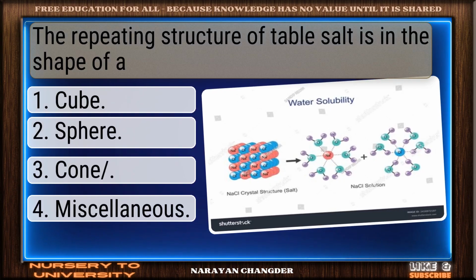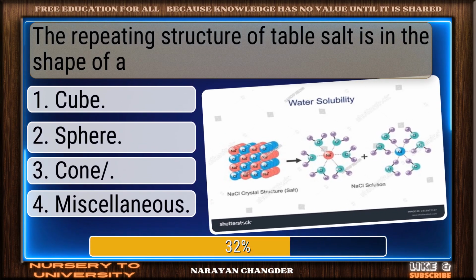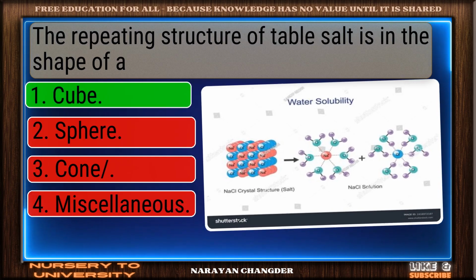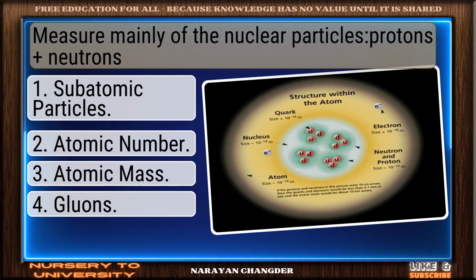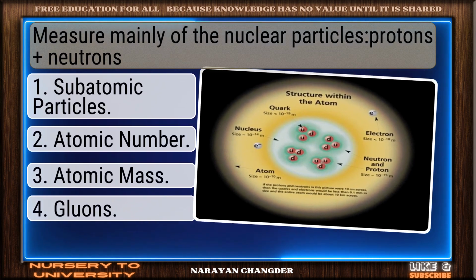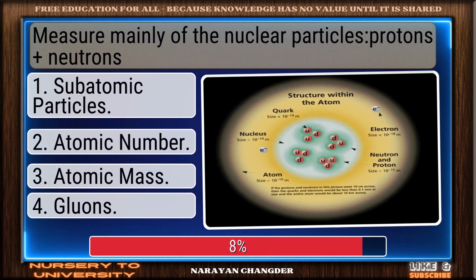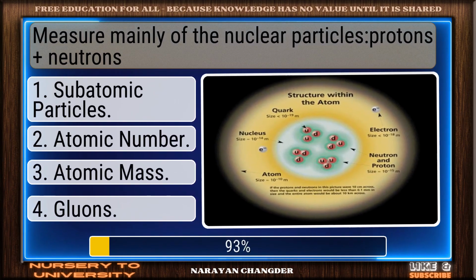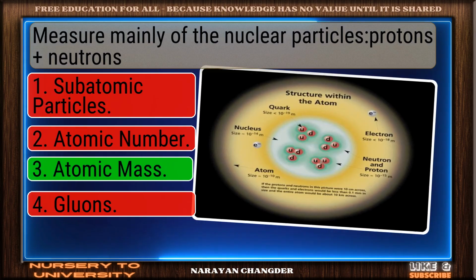Question number 104. The repeating structure of table salt is in the shape of a? Right choice. Cube is the best answer. Question number 105. Measure mainly of the nuclear particles. Protons plus neutrons. Great thinking. Atomic mass is the right choice.